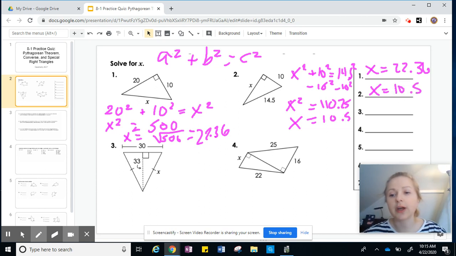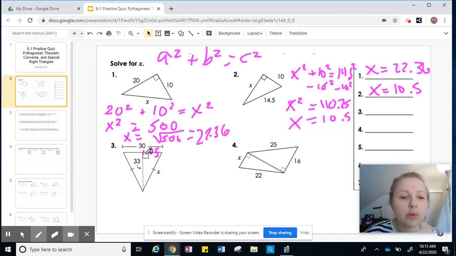So that's 1 and 2, kind of your basic Pythagorean theorem questions. So 3 is a little different. We have 2 little right triangles here. This whole triangle is isosceles, which means if this whole thing is 30, then half of it is 15. So that little thing right there is 15.